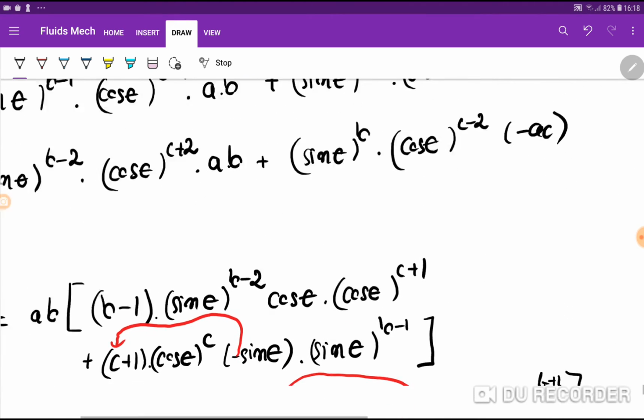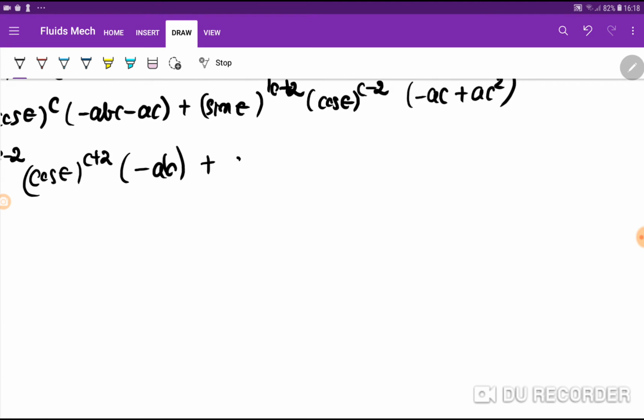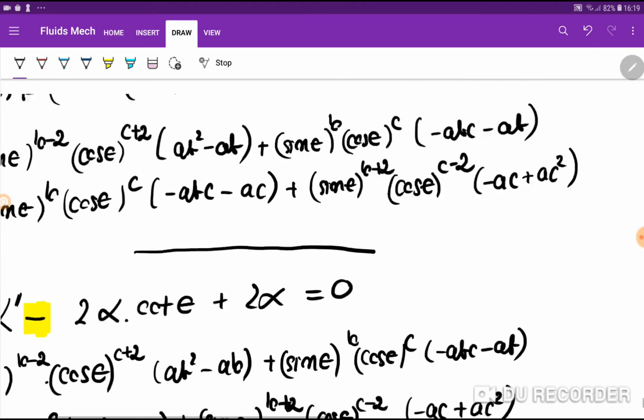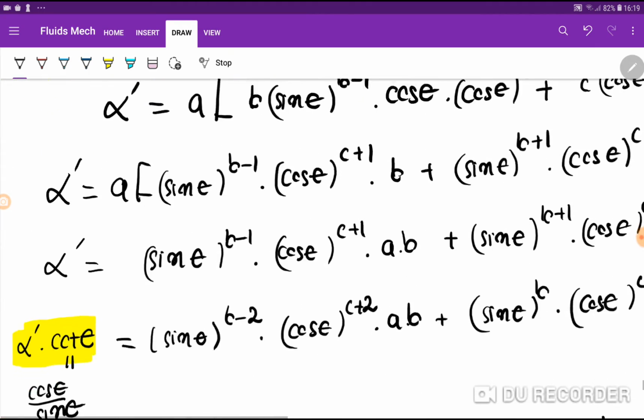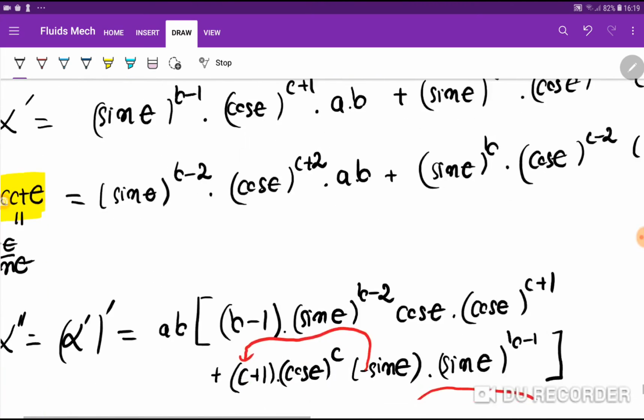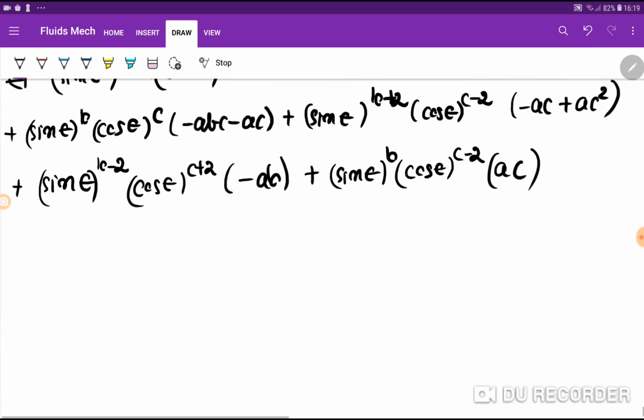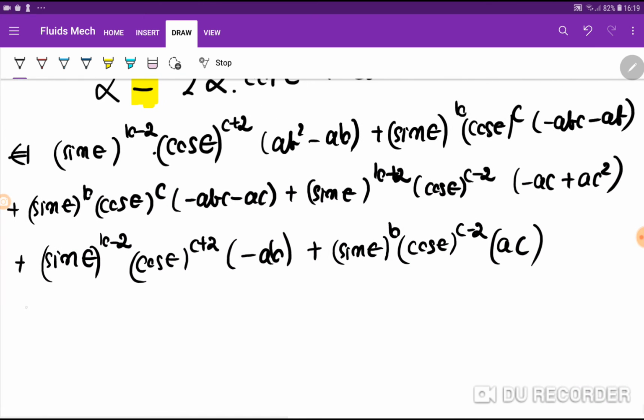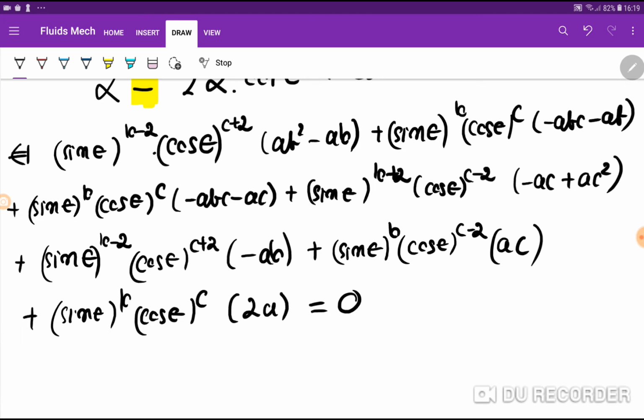Sine theta to the power b, cos theta to the power c minus 2 times ac, right? Is it ac? Yeah, it's ac. And add 2 theta, which is sine theta cos theta, plus sine theta to the power of b times cos theta to the power of c times 2a equals 0. Now, this jungle is kind of insane, right?